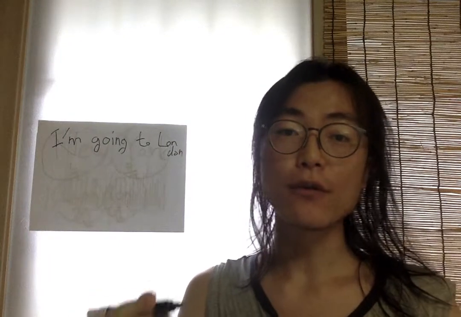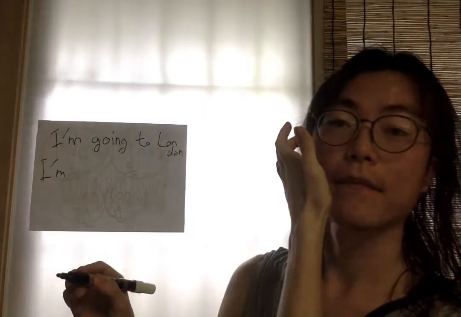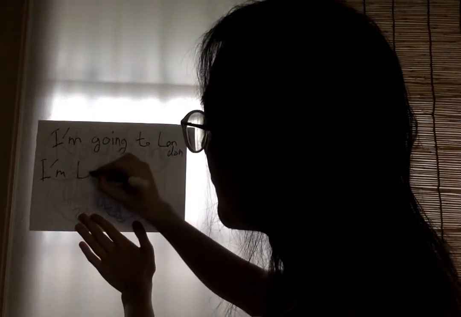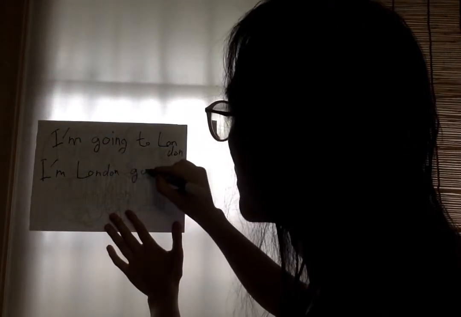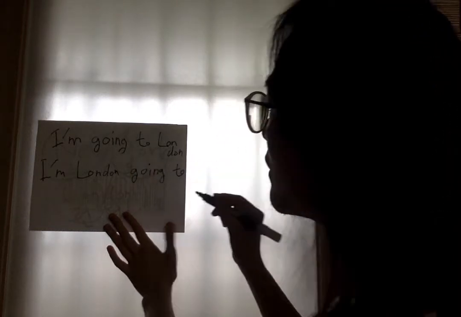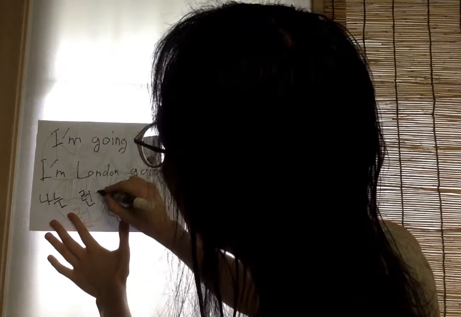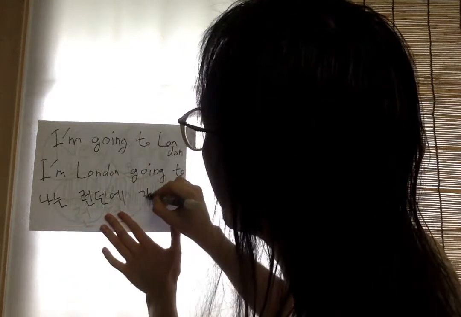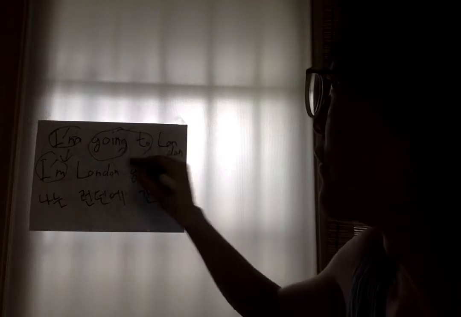In Korean, the sentence order is literally like I am London going to. It's going to be in Korean, 나는 런던에 간다. So, I am is here. Going goes here. Going to goes here. And London goes here. The sentence order is different. Let's see another example.